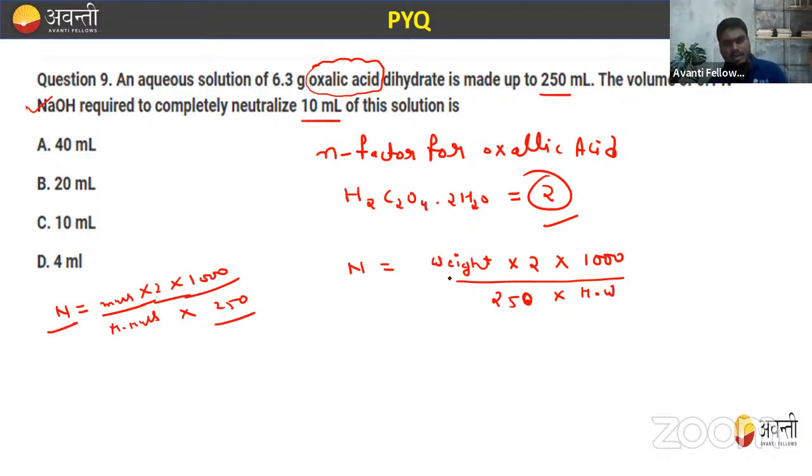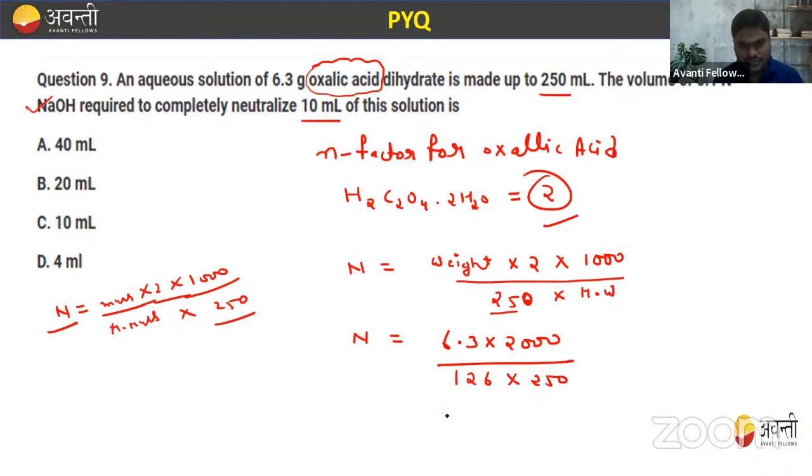So this is how we write the formula: N is equal to weight multiplied by 2 into 1000 divided by the molecular mass and 250, that is the solution volume. Just put the values. Normality is equal to 6.3 × 2 × 1000, which is 2000, divided by the molecular mass, which is 126, and 250. On solving, the normality comes out to be 0.4.